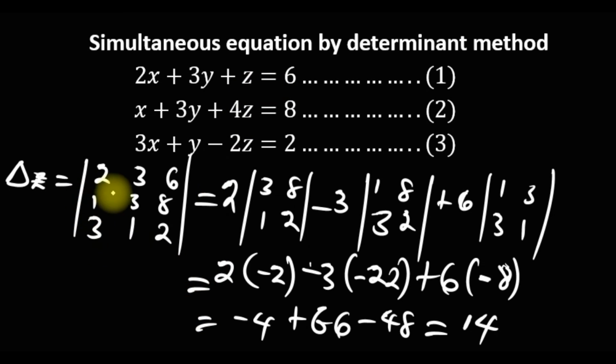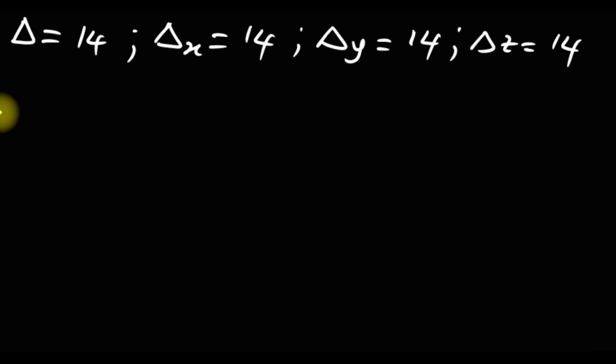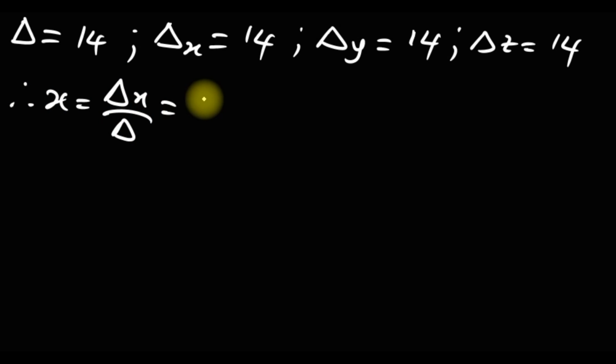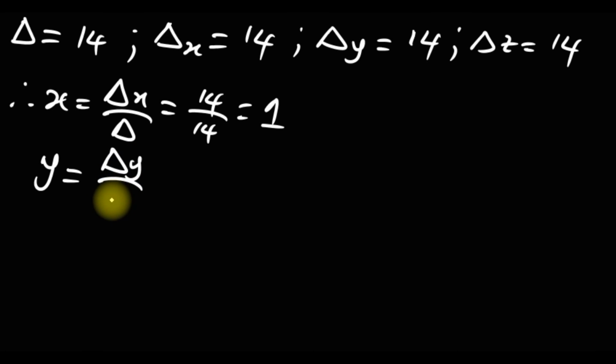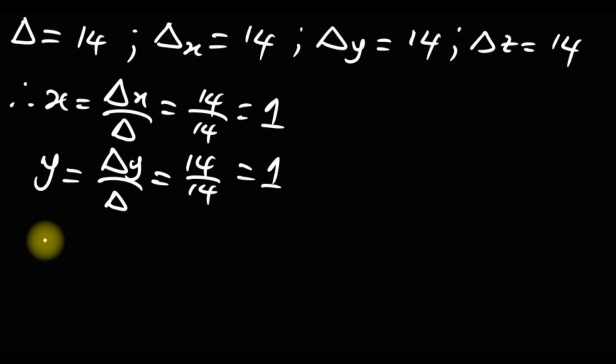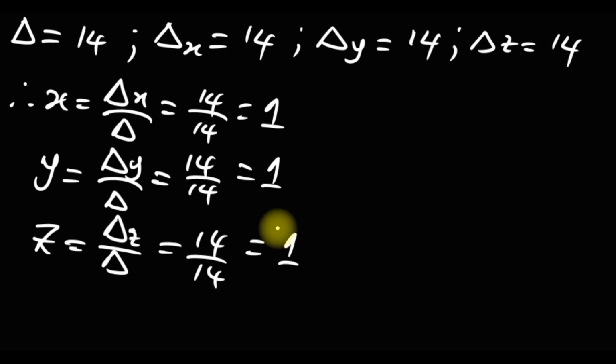So these are the values of the determinants. Let's find x, y, and z now. We've gotten delta as 14. Therefore x is delta x over delta, which is 14 over 14, the answer is 1. Y is delta y over delta, that same 14 over 14, we have 1. And finally, z is delta z over delta, which is 14 over 14. So they are all 1, 1, 1.